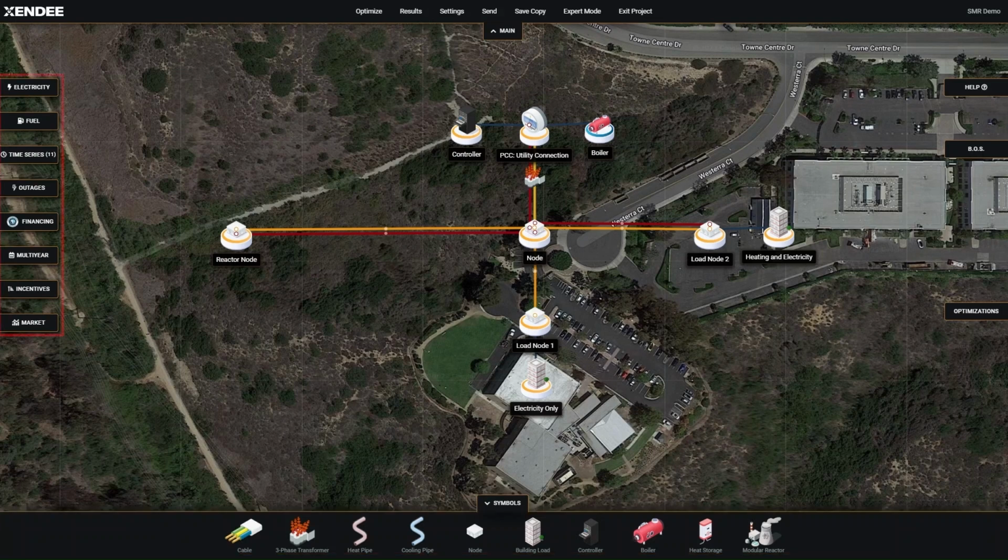Next, on the left side of our screen are the environmental factors. These can include utility and fuel prices, as well as project-specific options like outage ride-through capabilities and financing methods. Finally, the top bar can be used to share and navigate between projects, as well as run optimizations which can be set to achieve certain organizational goals such as cost reduction or CO2 emission reduction.